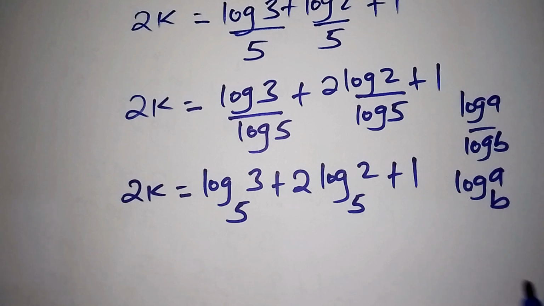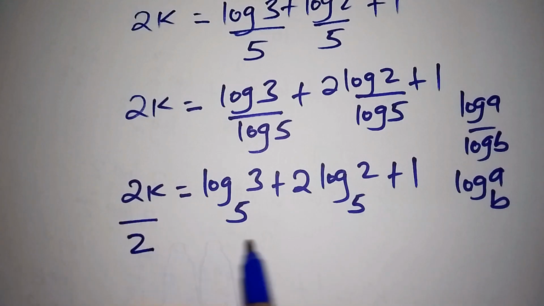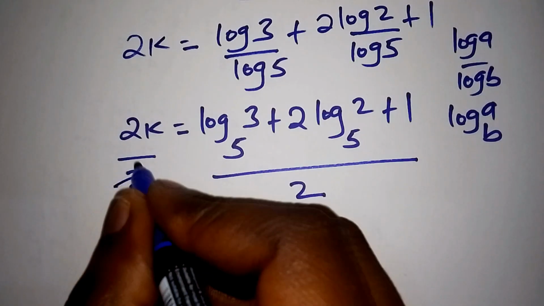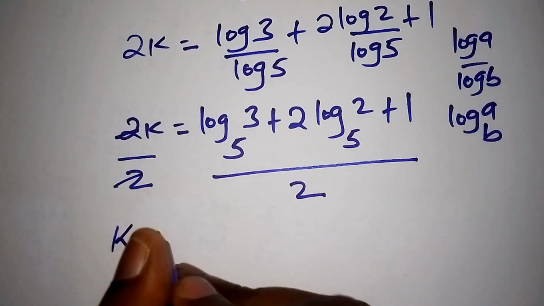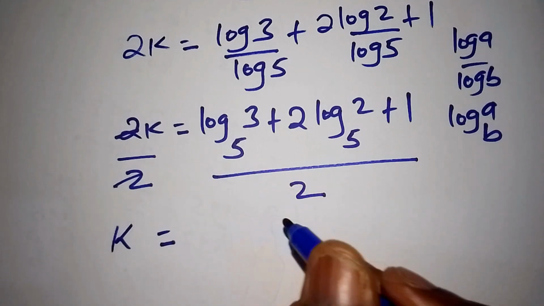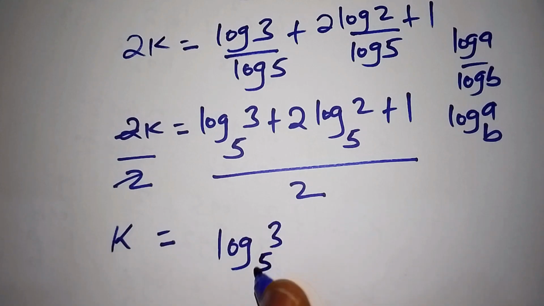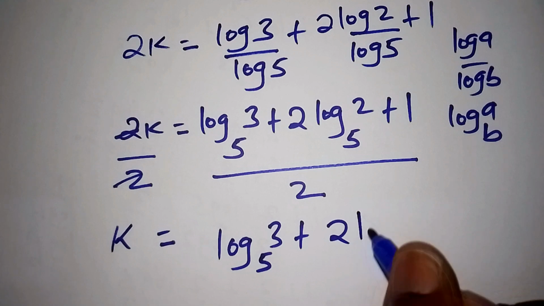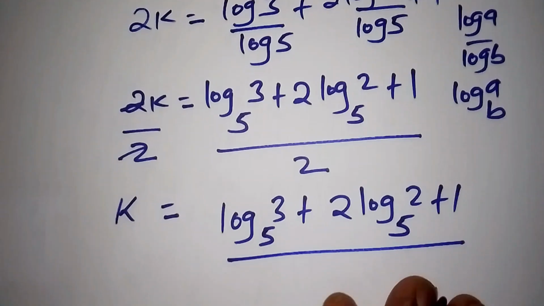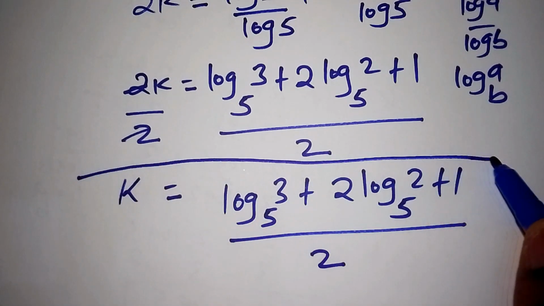Then we want to do away with the 2 in 2k, so we divide both sides by 2. The 2 and 2 cancel, so we remain with k is equal to the log of 3 to the base of 5 plus 2 times the log of 2 to the base of 5 plus 1, all over 2. This is the final answer for the value of k.